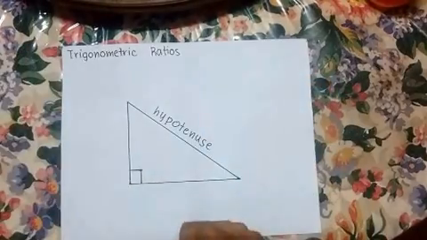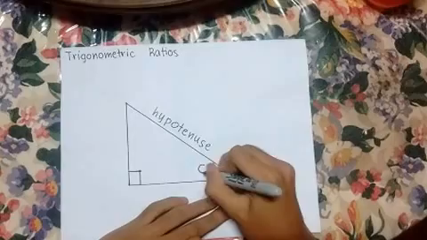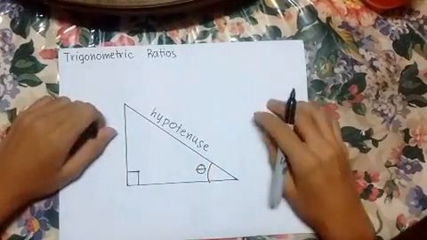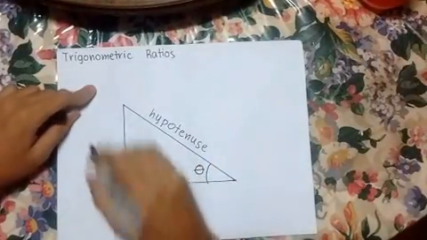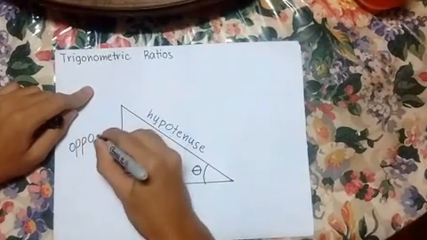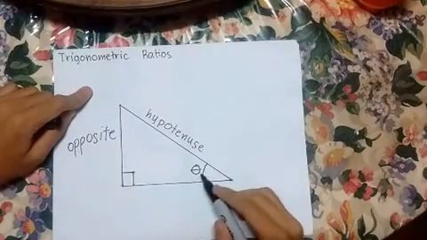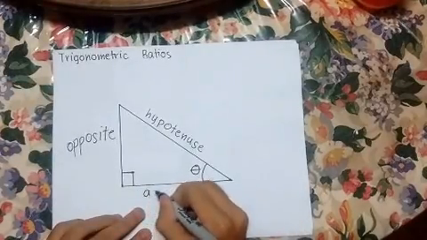So if the theta is placed here, then this side will be the opposite. And this one next to the theta will be the adjacent side.